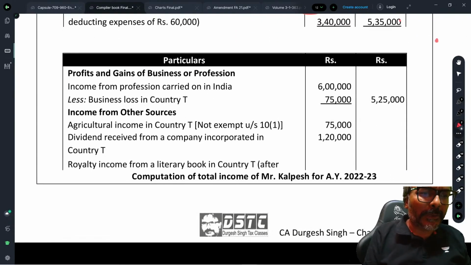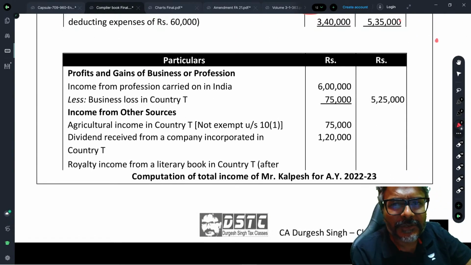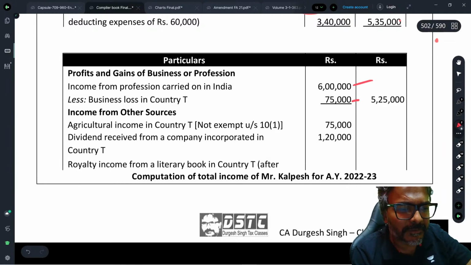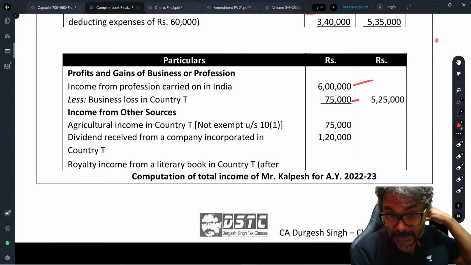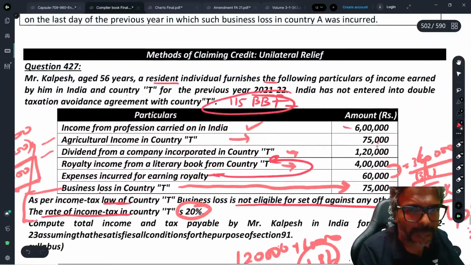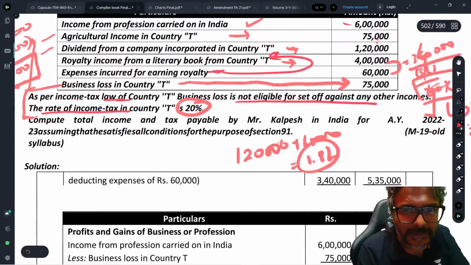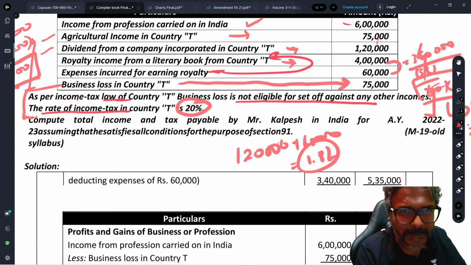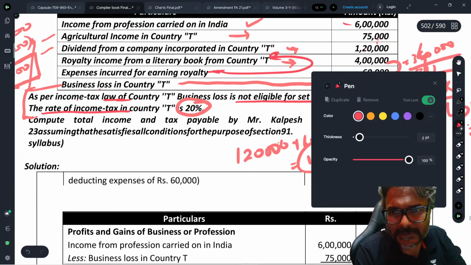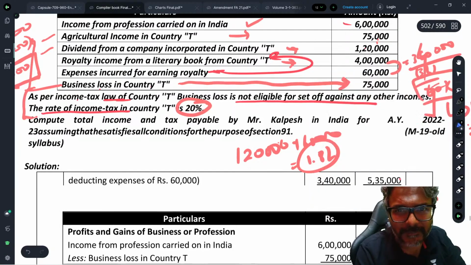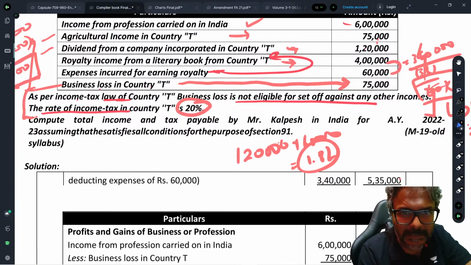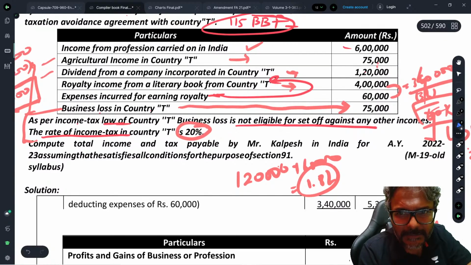I'll run through the solution quickly over here. Professional income 6 lakhs minus the business loss 75,000. Agricultural income from country T 75,000. Let me directly calculate for you the last point, students. The foreign income which is subject to double taxation: which is the foreign income? The foreign income is agricultural income of 75,000. Fine. This is taxable in India.